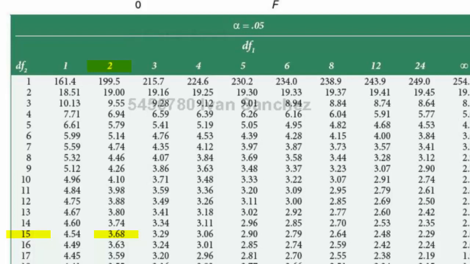Our F statistic was only 0.572. So our F statistic is much smaller than the critical value for F, and therefore we cannot reject the null hypothesis. We have to accept the null hypothesis and state that there is no difference in the mean reading hours of the religious populations.